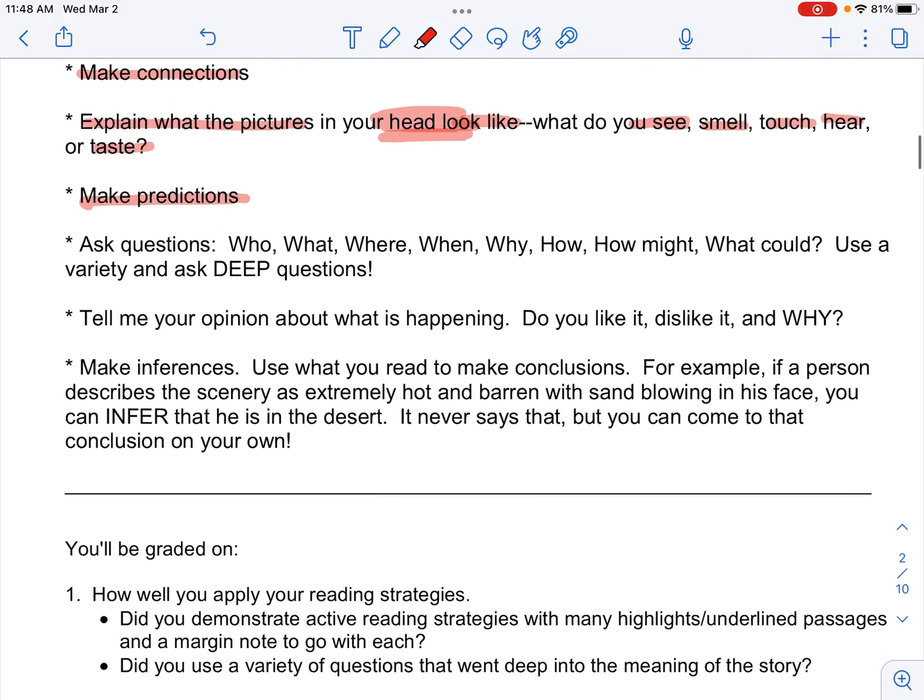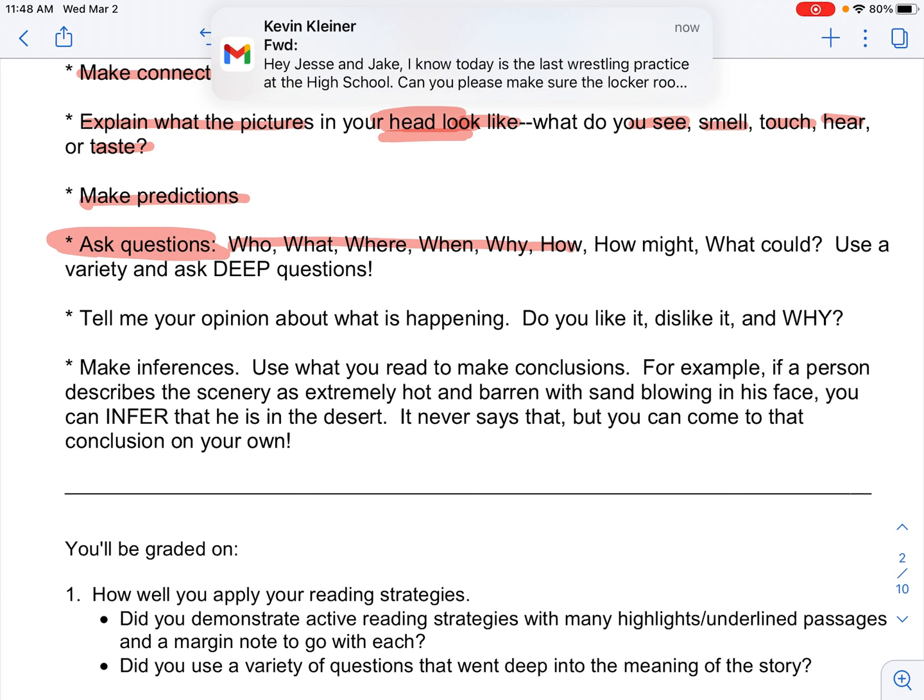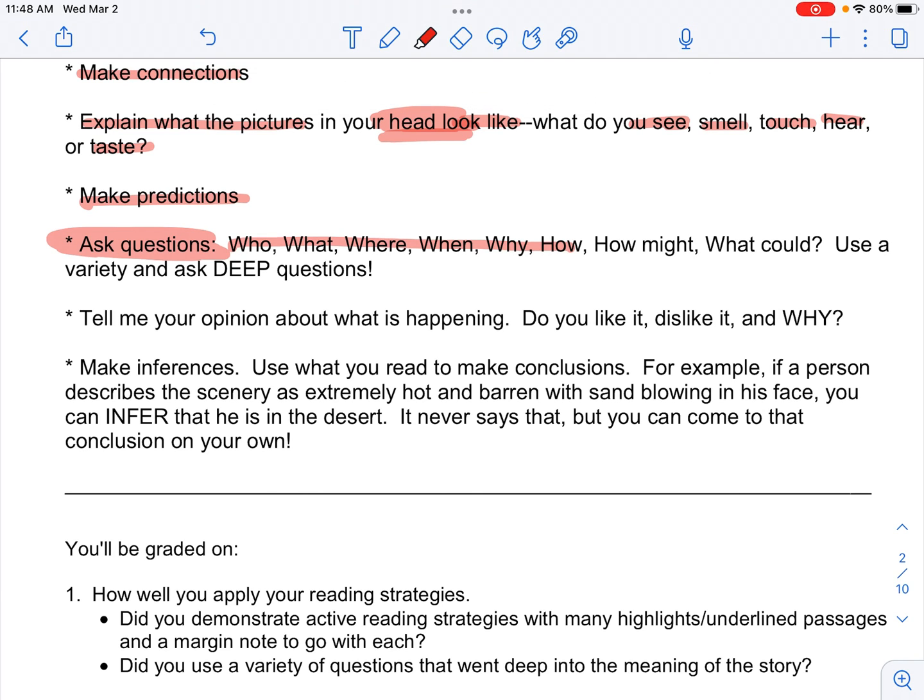Write that down. Ask questions. Who, what, where, when, why. So ask questions. Okay, use a variety and use deep questions, not just surface questions. Remember, we're critically thinking here, okay?